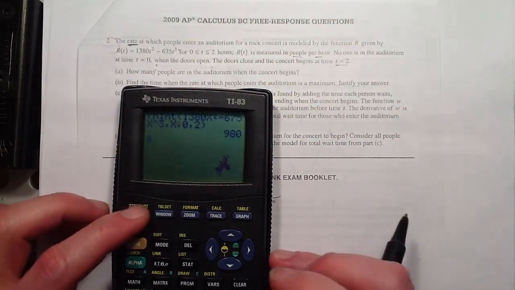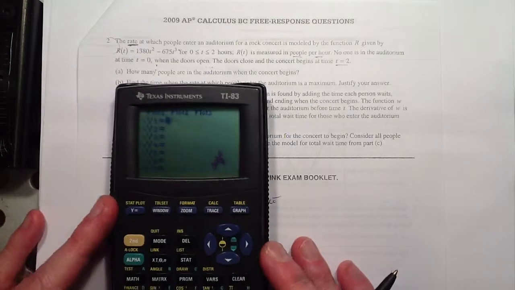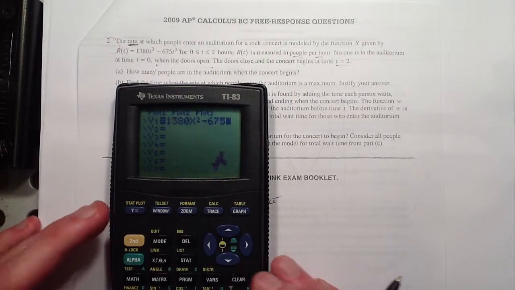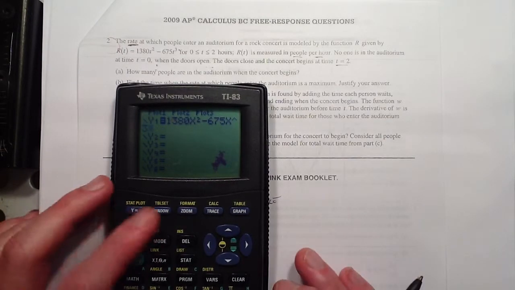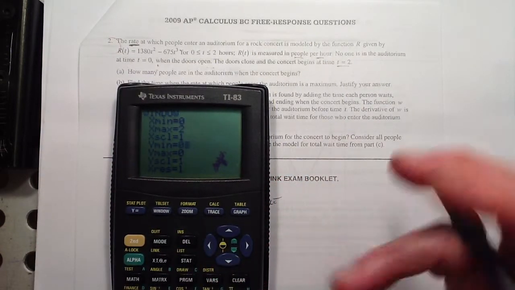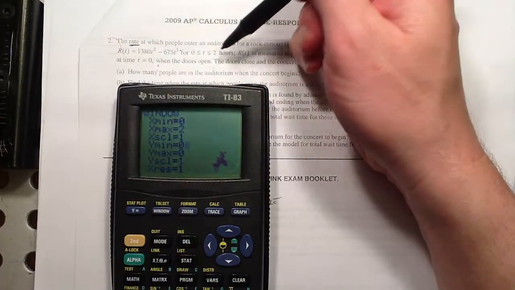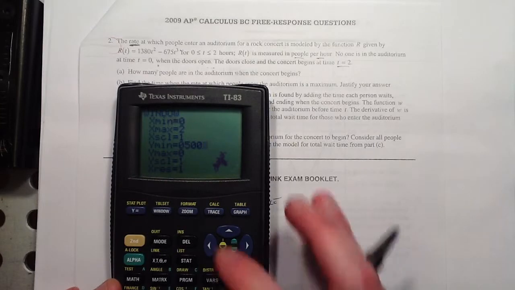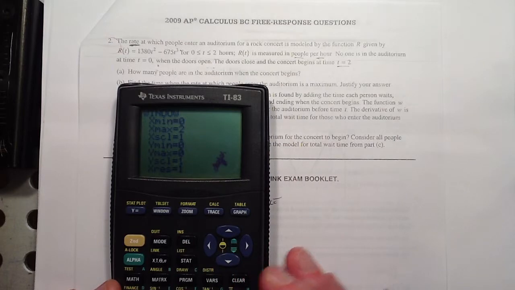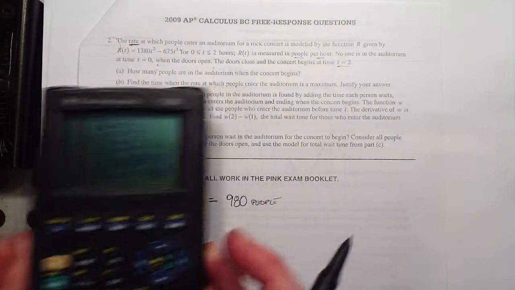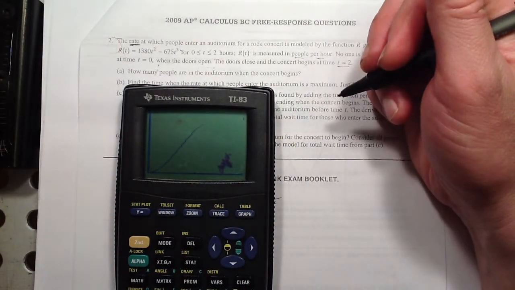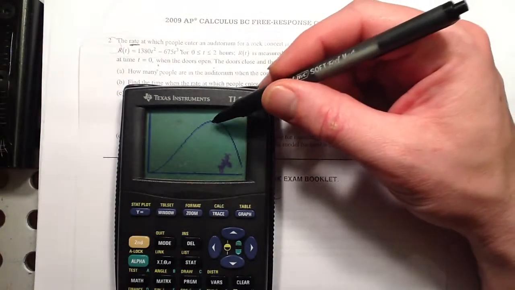Well, they want to know when the rate is at a maximum. This is the rate. So let's graph it and find the maximum. So 1380 x squared minus 675 x cubed, looking from 0 to 2. And what kind of numbers are we thinking about here? The rate that they're coming in at, maybe like 500. Actually, that might not be enough. Maybe let's try 1,000. Certainly could be more than 1,000 because 980 people came in the whole 2 hours. So that should be enough. Whoa, just barely. So there's the maximum.